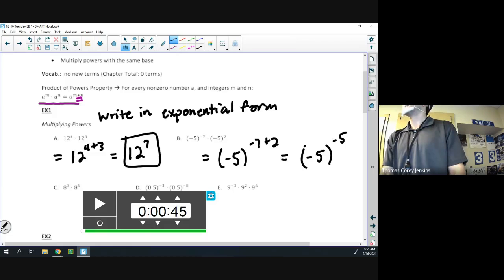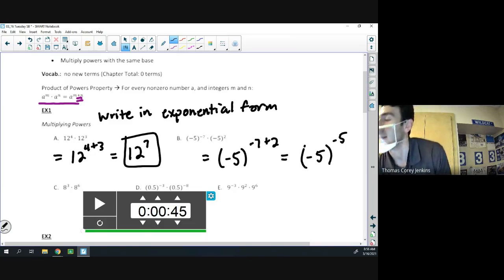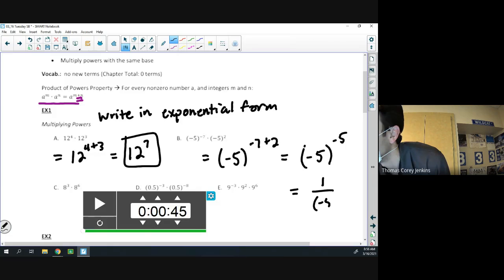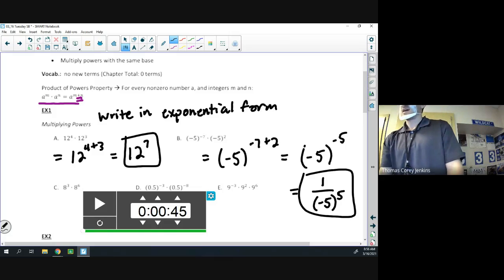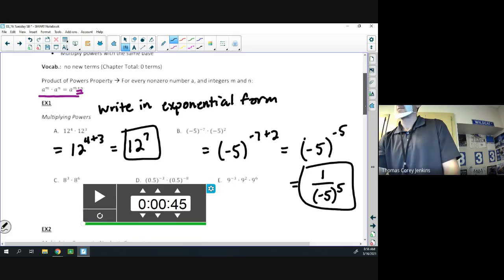All right. So from yesterday, could anybody clean up that for me? How could I rewrite that with a +5 exponent? Think back to yesterday. Anybody? Virtual, in person? All right. So what we would do is we would put 1 over -5, and then that would be raised to the 5th power. So if you do have a negative exponent, you have to do that step.